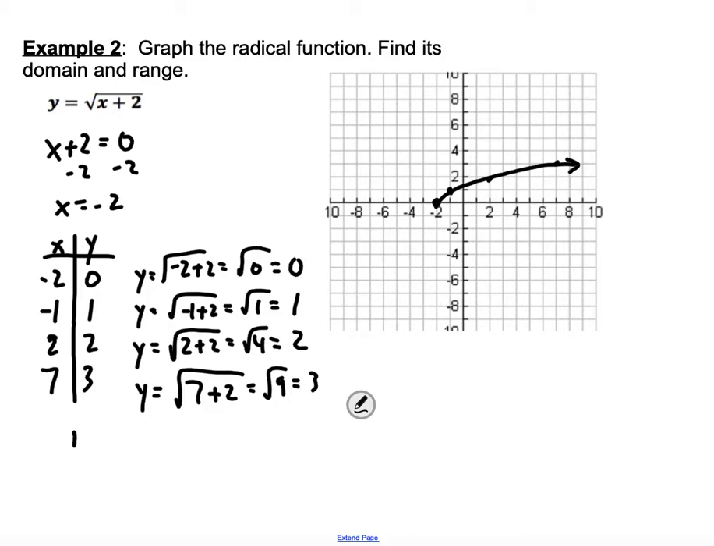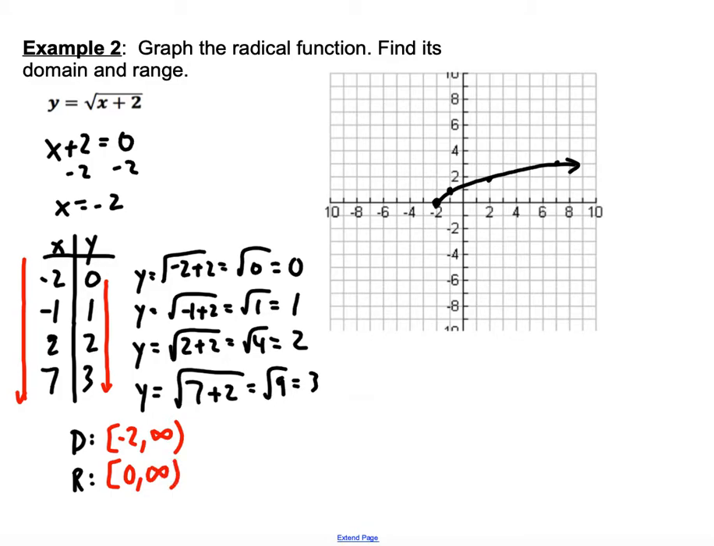All right, let's name our domain and range. Remember, domain is left to right, or just look on your table here. So it starts here at -2, and then your numbers just keep getting bigger and bigger. So we're going to do bracket, -2, comma, infinity, parenthesis. And then look at your y values there. It starts at 0, and the numbers keep getting bigger. So we're going to go bracket, 0, comma, infinity, parenthesis. Well, it's pretty easy to look at the table there.